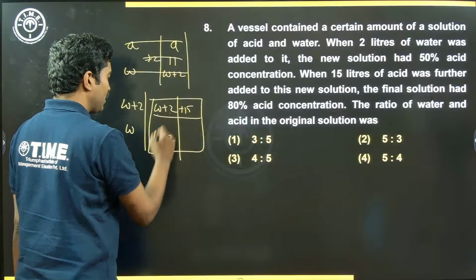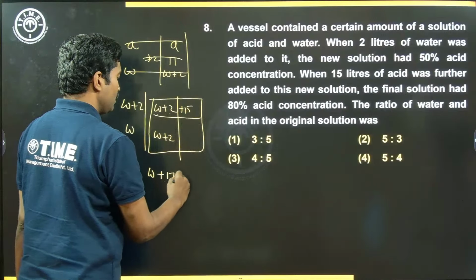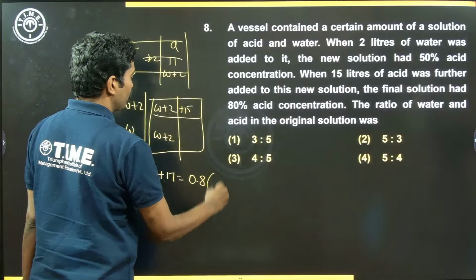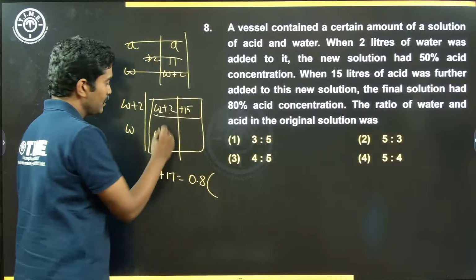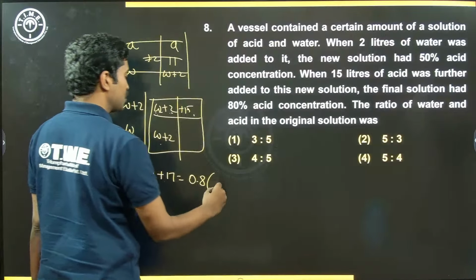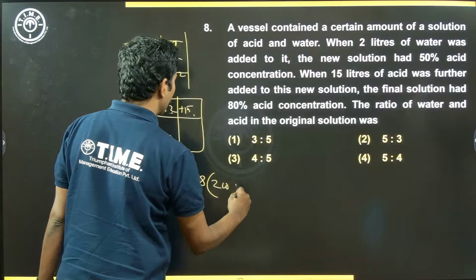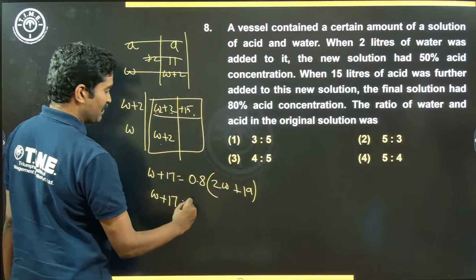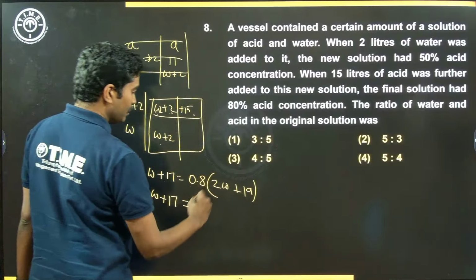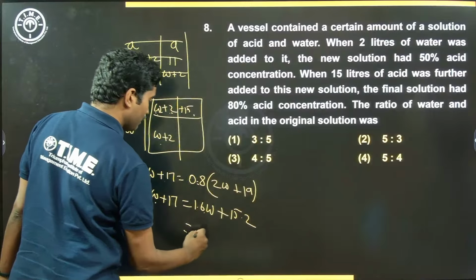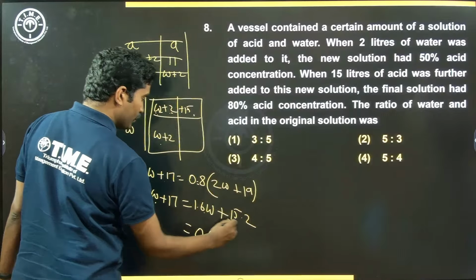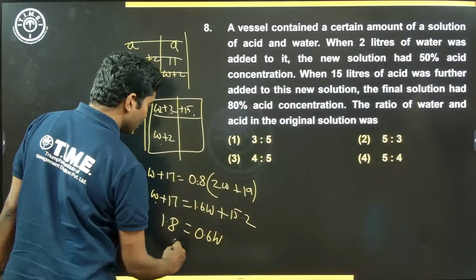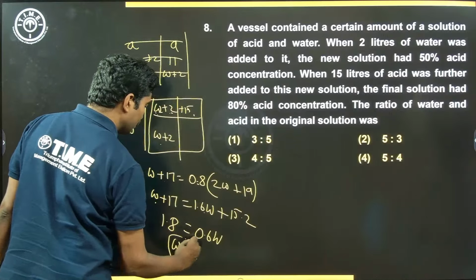How much acid do we have? W plus 17 is 80% of the whole thing, right? This plus this: W plus 17 plus W plus 2, that is 2W plus 19. How much is this? W plus 17 is 1.6 W plus 0.8 into 19. How much? 15.2. Carry this here. 0.6 W is equal to 1.8, or W is equal to 3.